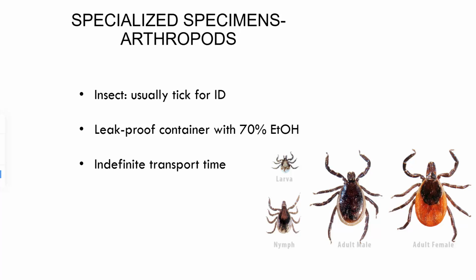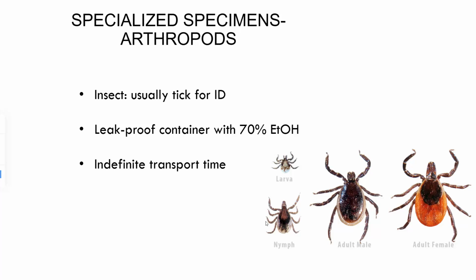Arthropods, as I mentioned, insects. The insect is usually a tick for identification because certain types of ticks are more likely to transmit Borrelia burgdorferi, which is the causative agent of Lyme disease. There's also other types of ticks that can transmit other types of infections like Rocky Mountain spotted fever. So ticks will come to the parasitology bench, and then we will look at them under the microscope to try to identify them. Now, these are really pretty ticks. You can see all their structures very clearly.